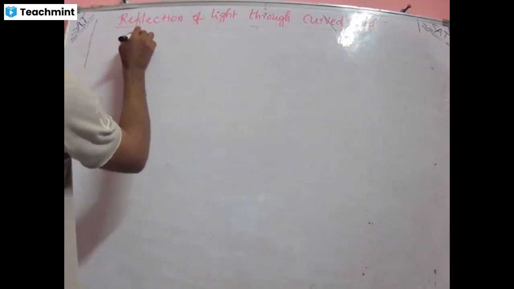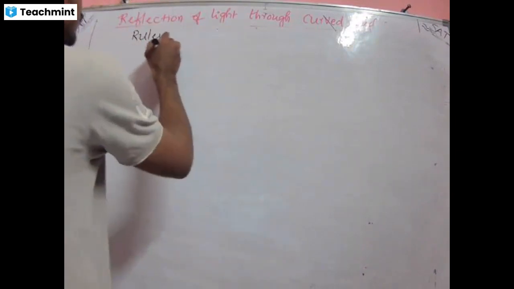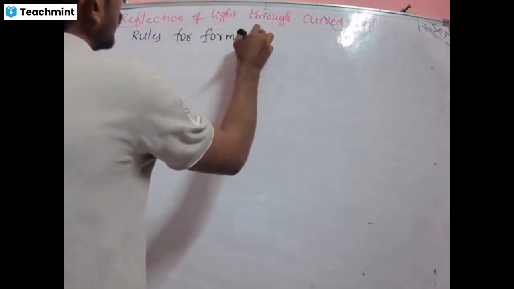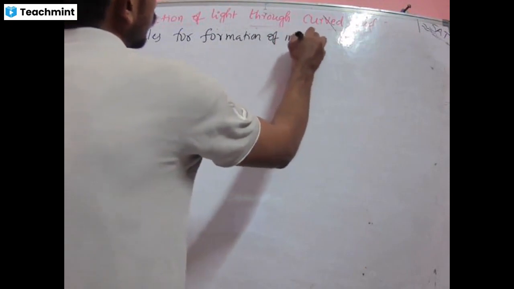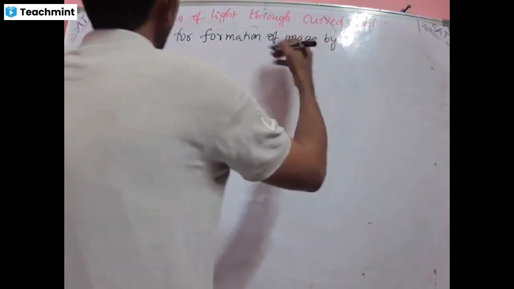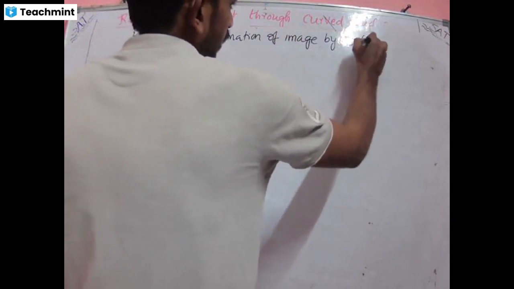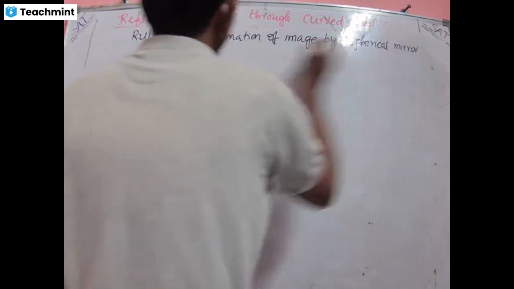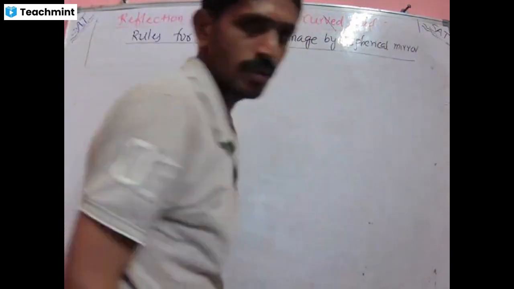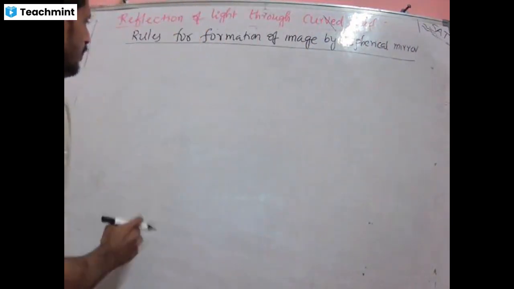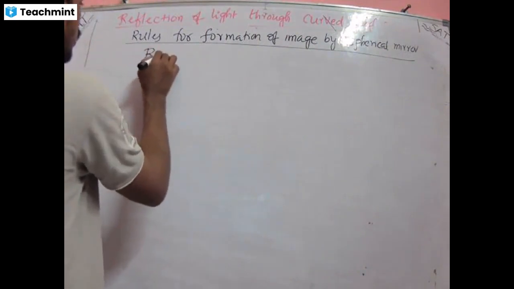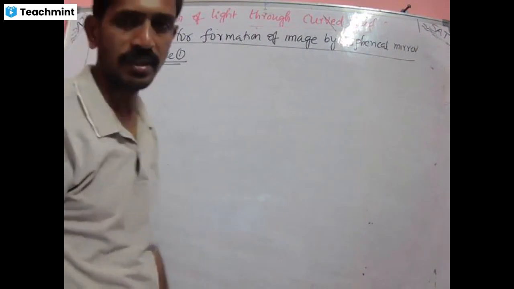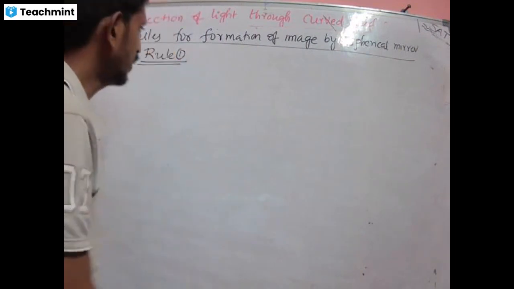Rules for formation of image by spherical mirrors. So in this first rule, rule number 1. If you know all the rules here, then you can understand the image formation by the concave mirror as well as the convex mirror. Okay. First, rule number 1 here.